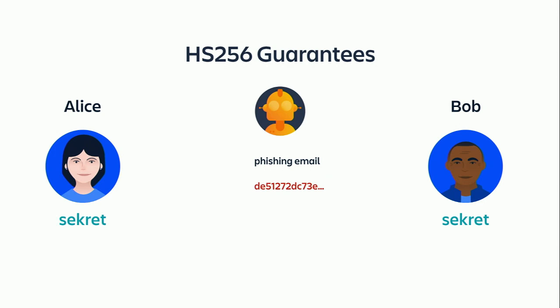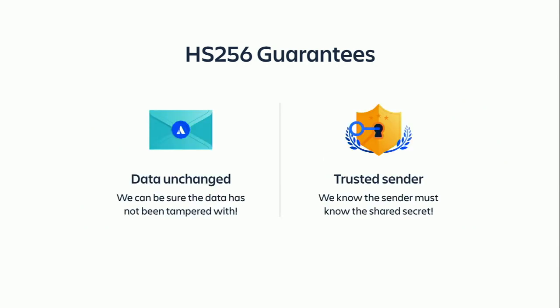In that sense, Bob can know a few guarantees with this. First, we can be sure that any data that we get that is signed has not been tampered with. It has not been changed. Secondly, we know that the sender is someone that's trusted. They must know the shared secret.